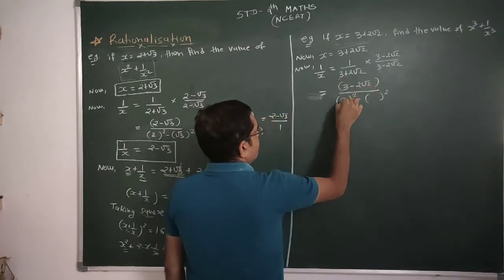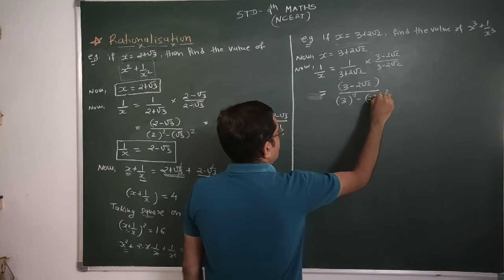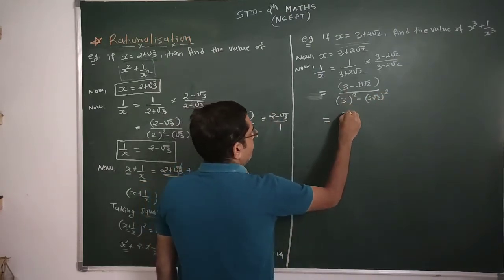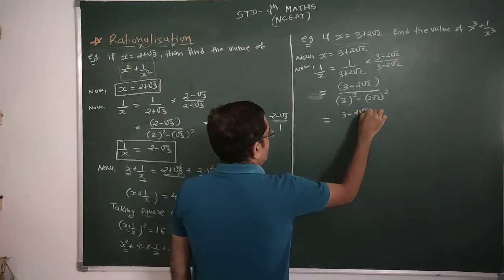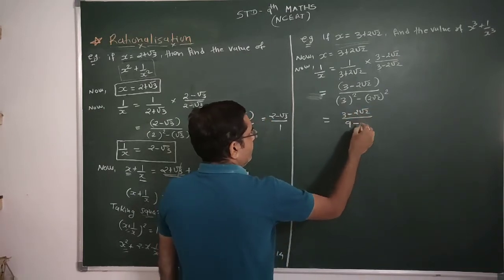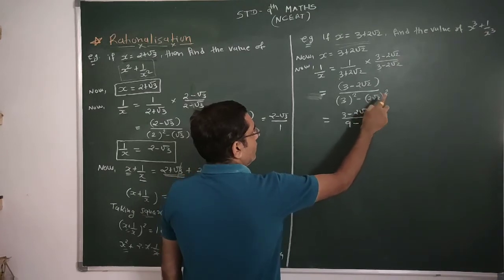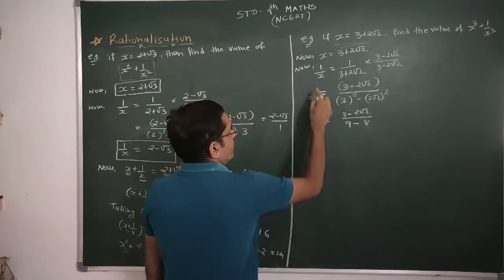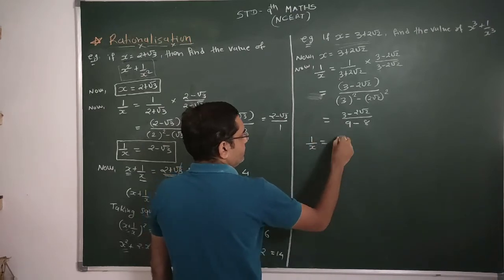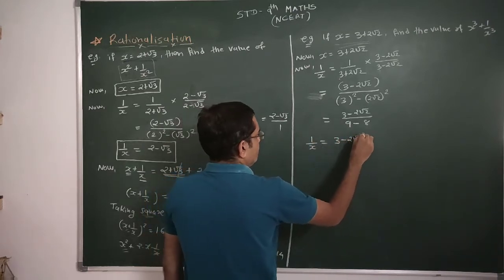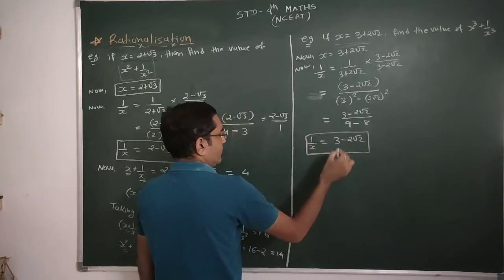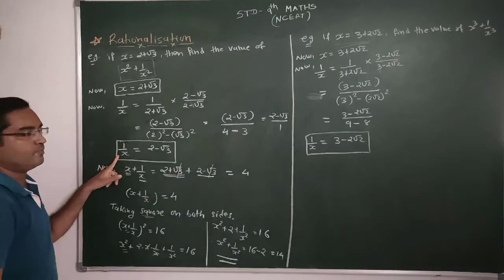First term is 3, second term is 2 root 2. So this is equal to 3 minus 2 root 2 divided by 3 square. 3 square is 9 minus 2 root 2, 2 square 4 into 2 is 8. So this is our 1 by x. So the value of 1 by x is 3 minus 2 root 2 whole divided by 1. So this is our 1 upon x.